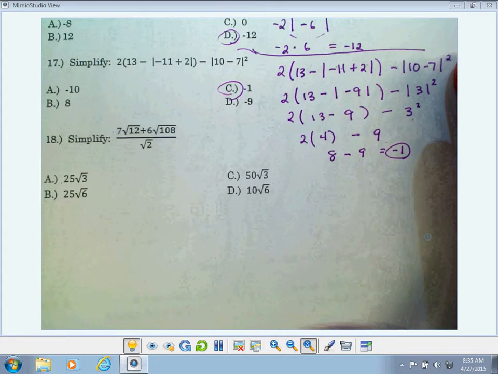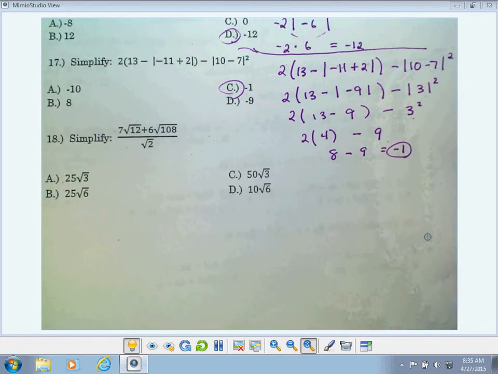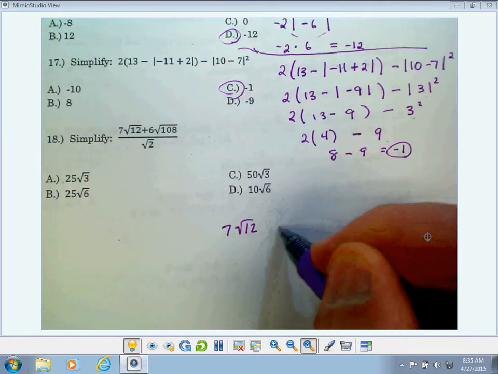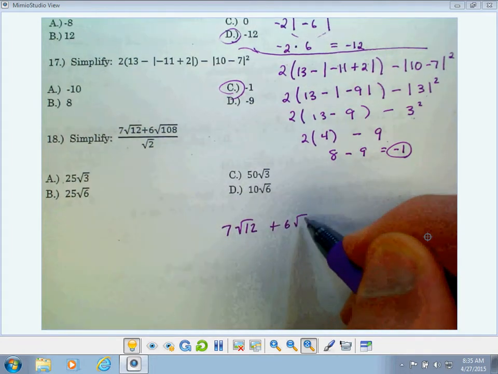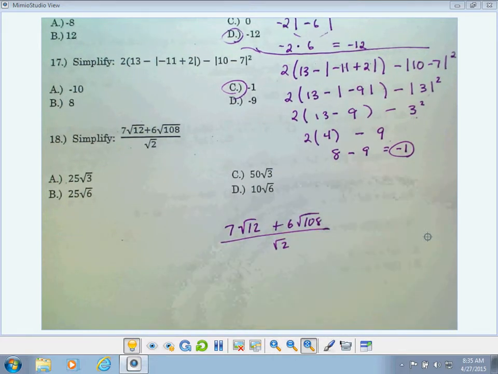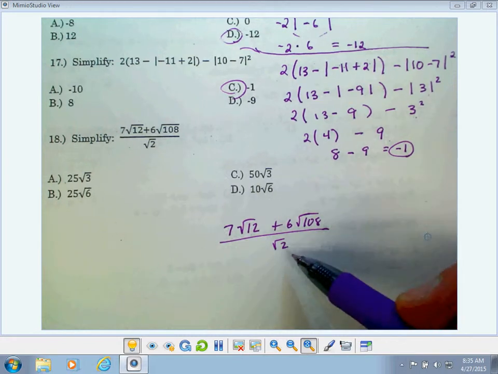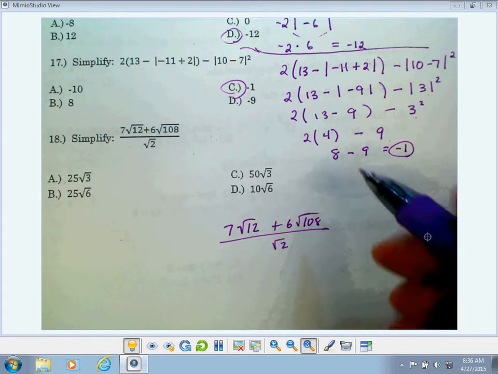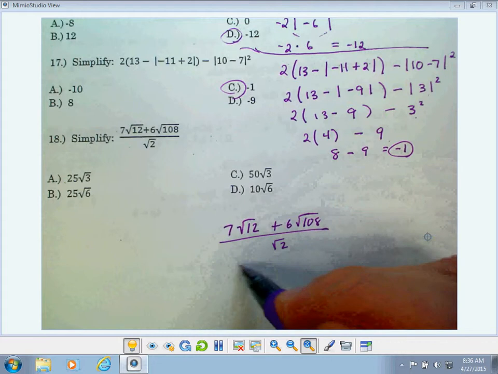Okay, let's look at number 18. They're trying to make them as hard as possible, I suppose. 7 square root of 12 plus 6 square root of 108 all over the square root of 2. Okay, one of the things that comes to mind is you're not supposed to have a square root of 2 or any square root in the denominator. So we might have to take care of that unless we can get it to cancel. We'll look at that in a minute. How about this? If you look at it like this, let's separate it into two problems.